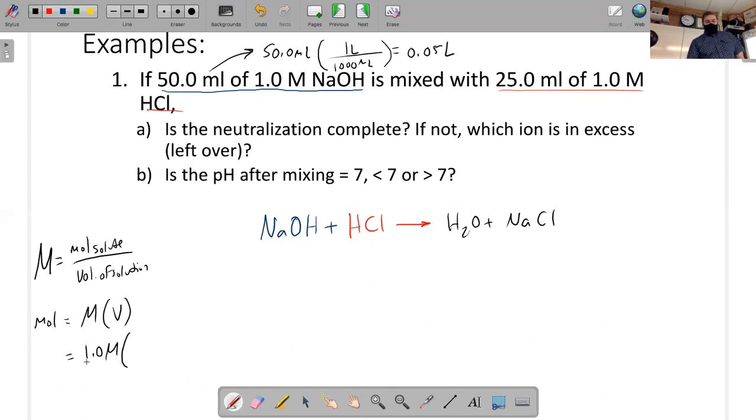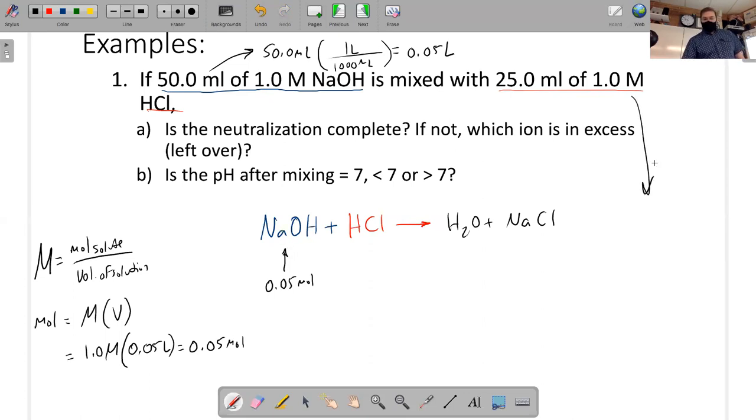So if you multiply the molarity times the volume in liters, 0.05 liters, it's 0.05 mole. I know that I've got 0.05 mole of sodium hydroxide.